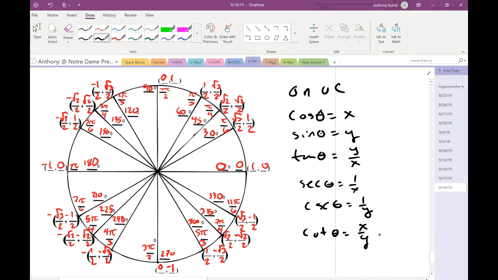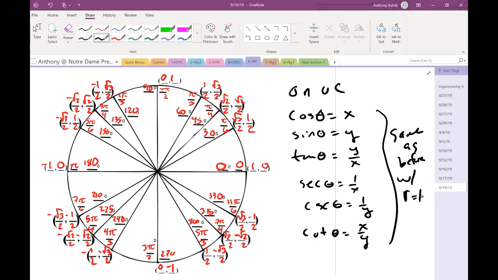So notice these are the same definitions we gave for the point definition, except we're setting r equals 1. So this is the same definition we did before, we just set r to be 1. Because in the unit circle, the radius is 1. The hypotenuse of our triangle is always the radius, so all of the r's just turned into 1. That's why this looks a little bit different.